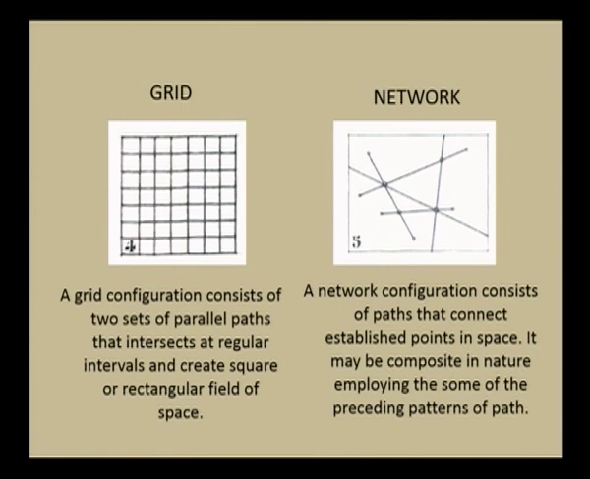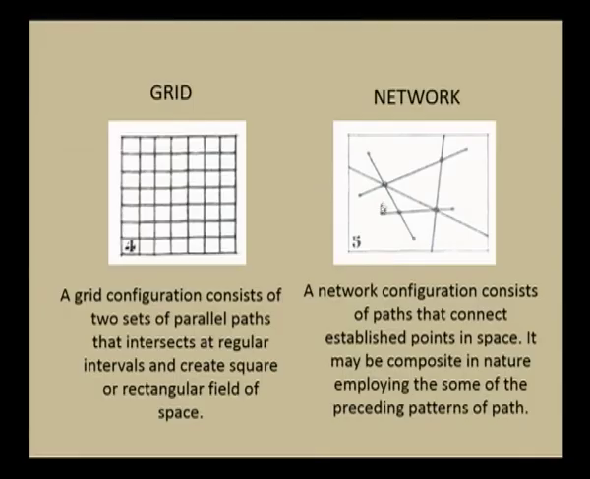A path can be in the form of a grid also, or in the form of a network. A grid configuration consists of two sets of parallel paths that intersect at regular intervals and create square and rectangular fields of spaces. It does not always have to be perpendicular, it can be at an angle also. A network configuration consists of paths that connect established points in space. It may be composite in nature, employing some of the other preceding patterns of path. A naturally evolved path in cities and villages will be like this, a network, which is a combination of the previous paths. Now we will see certain examples of varieties of path that we discussed theoretically before.